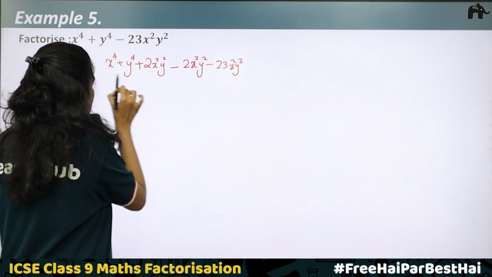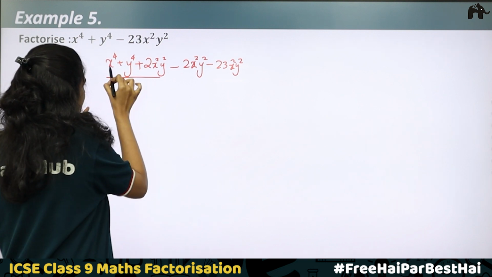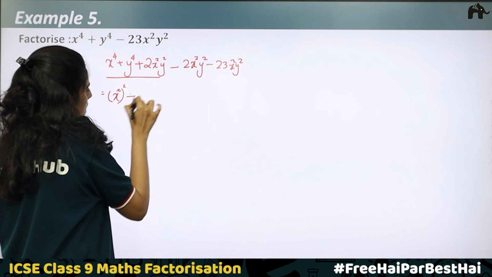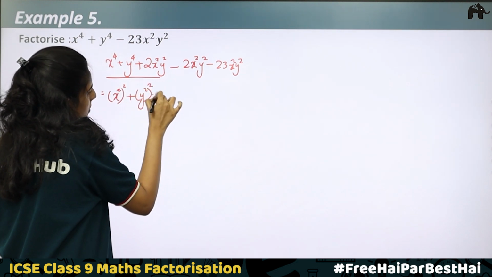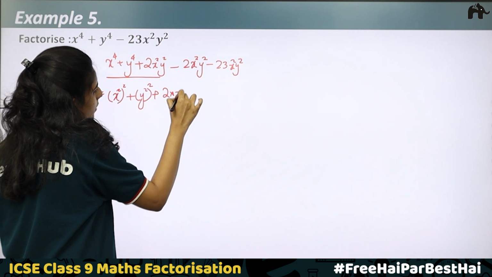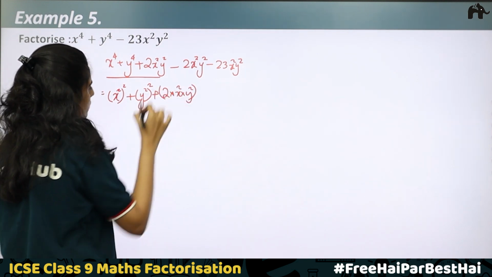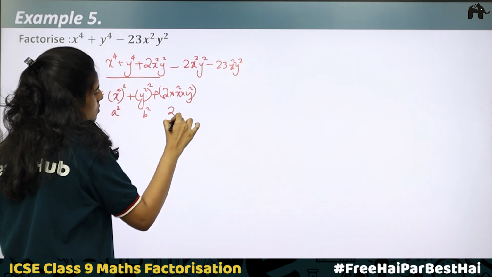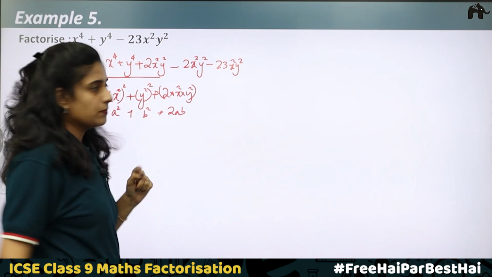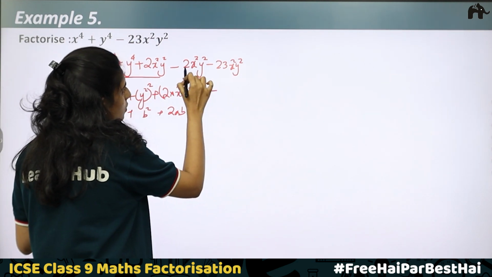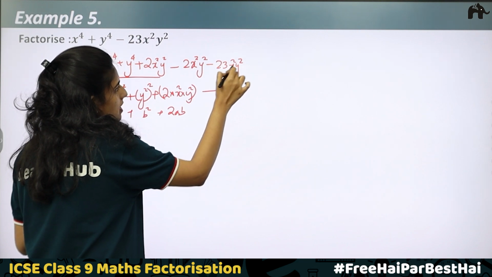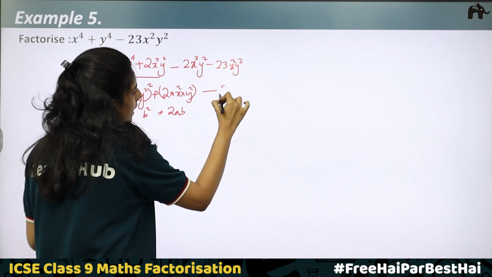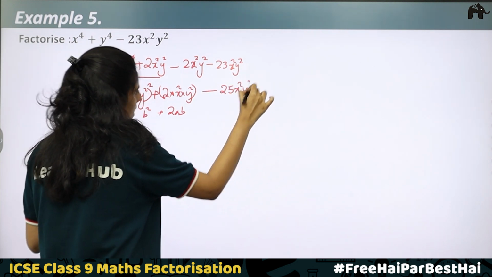Okay. Now, here this part, when you check, you have x raised to 4. X raised to 4 can be written as x square the whole square. Y raised to 4 is y square the whole square plus 2 into x square into y square. So, this is of the form a square plus b square plus 2ab. Okay. And remaining we are having 2x square y square minus 23x square y square. Minus minus. So, we can add them. You will be getting 25 x square y square.